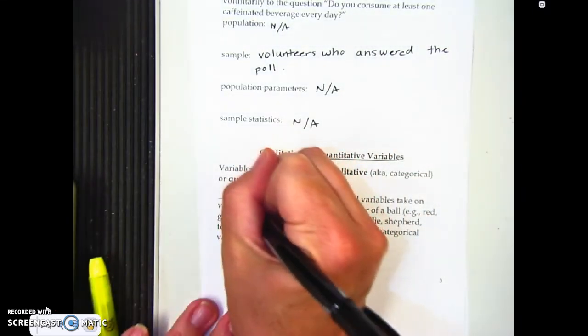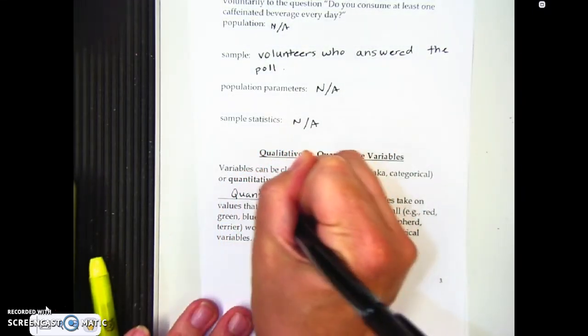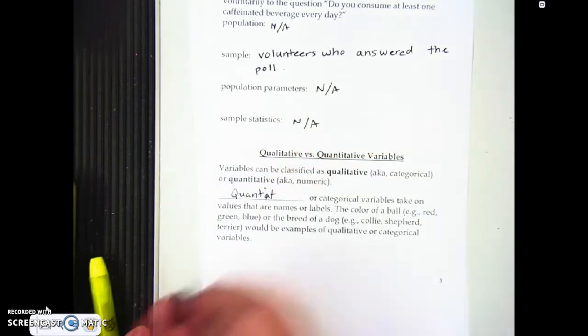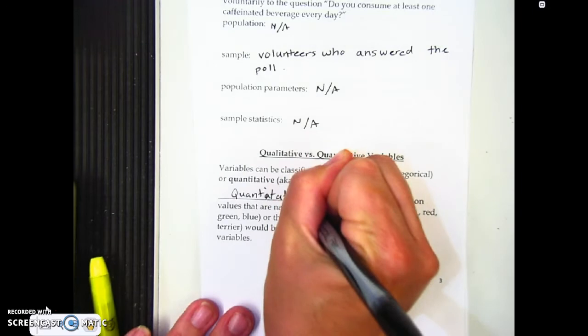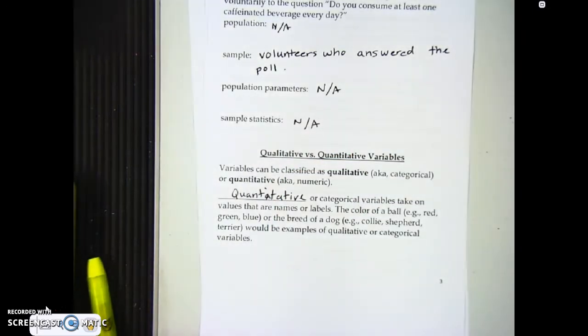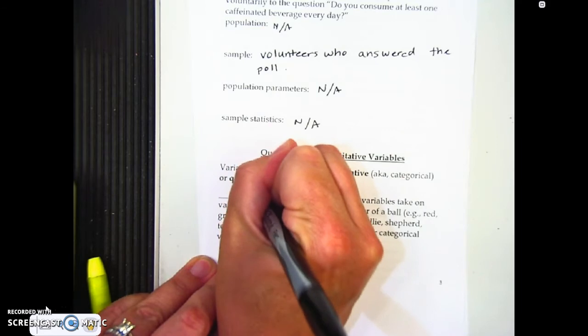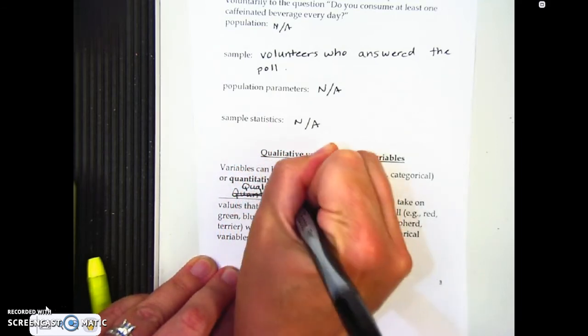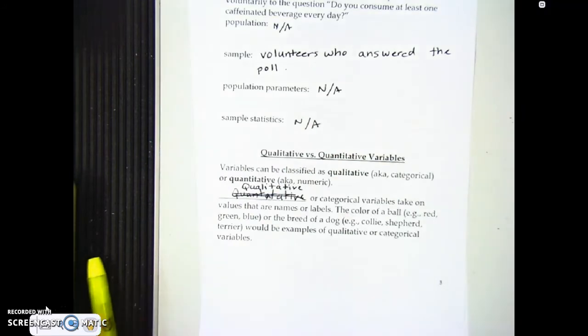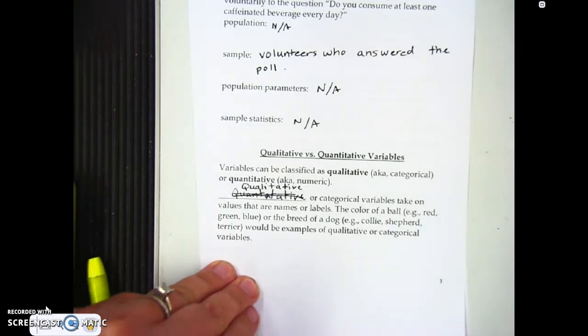We're not going to spend a lot of time on these, but I do want to make sure that you have a good understanding. So something that is qualitative, and I'm laughing because I spelled this wrong, and I do not want to remake the video. So we're going to just fix this one. Qualitative or categorical variables take on values that are names or labels. Okay, so hair color, eye color, anything that's a quality is going to be a categorical or a qualitative variable.